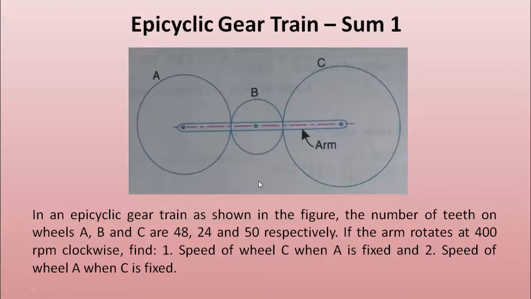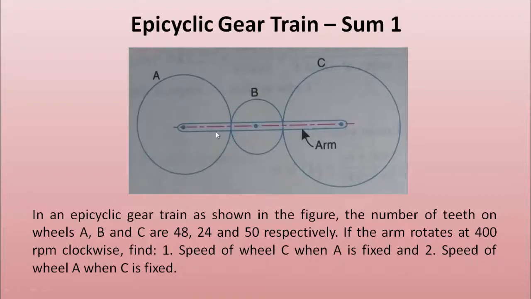Okay. So in this question we are given 3 gear trains and there is an arm. In almost 99% of the epicyclic gear trains that you will see, there will always be an arm. This arm is used to connect the sun and the planet gears to each other. In this question there are 3 gears A, B and C, and their teeth have been given. Gear A has 48, gear B has 24 and gear C has 50 teeth. The arm is rotating at 400 rpm in the clockwise direction.